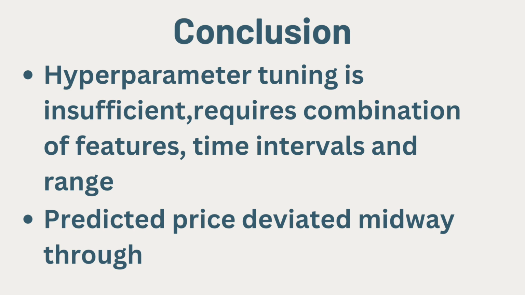In conclusion, hyperparameter tuning by itself is insufficient to improve model prediction of stock prices. Depending on the model inputs such as training dataset time period and feature inputs, the efficacy of the model will vary accordingly. Apart from that, across the board, the model predicted price tracks the actual close price fairly closely initially. However, midway through, there's typically a point in time where the model predicted price deviates from the actual price.